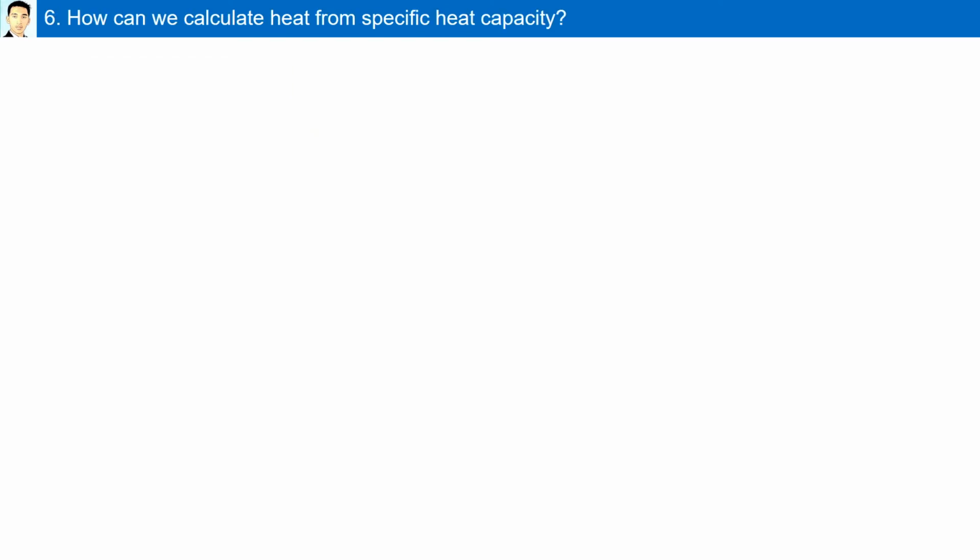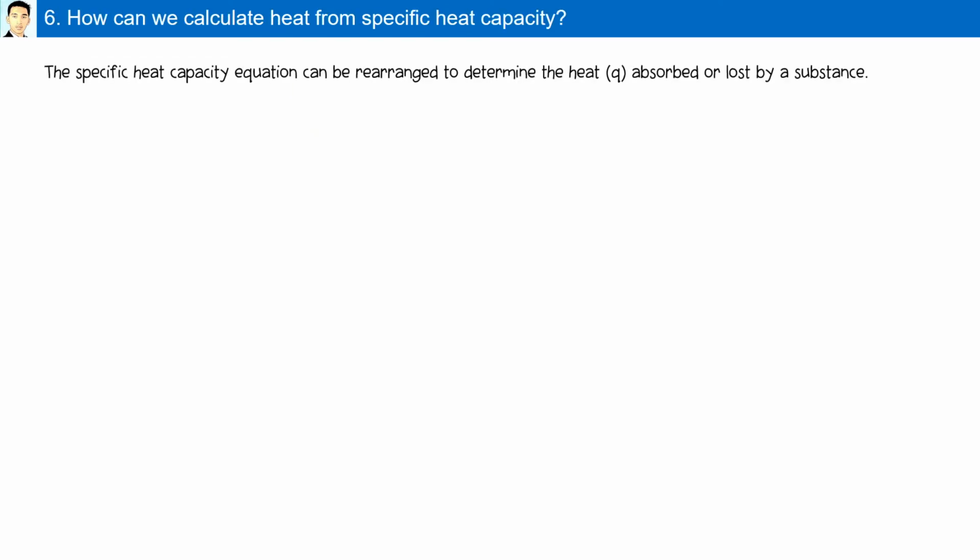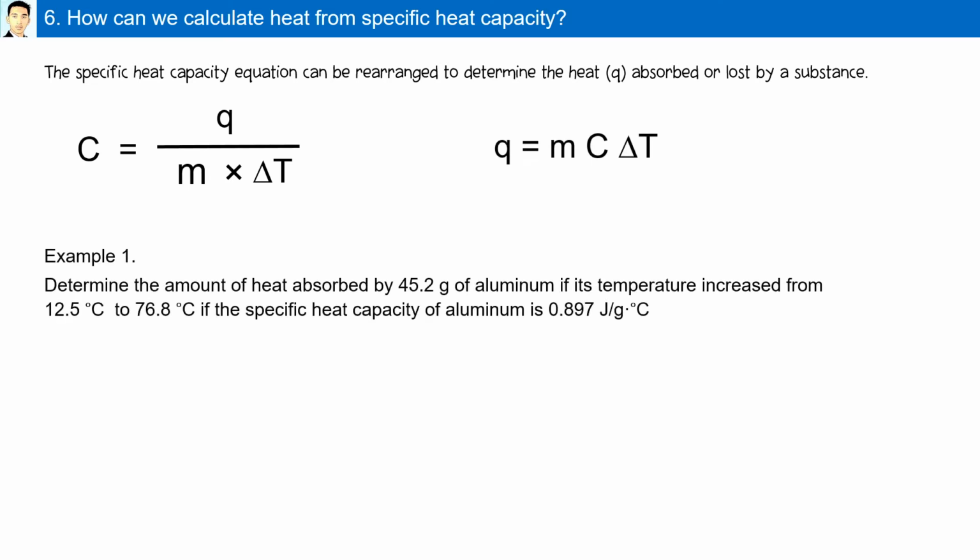How can we calculate heat from specific heat capacity? Rearranging our equation, we have Q is equal to mcΔT. For example, determine the amount of heat absorbed by 45.2 grams of aluminum if its temperature increases from 12.5 degrees Celsius to 76.8 degrees Celsius, if the specific heat capacity of aluminum is 0.897 joules per gram degree Celsius.